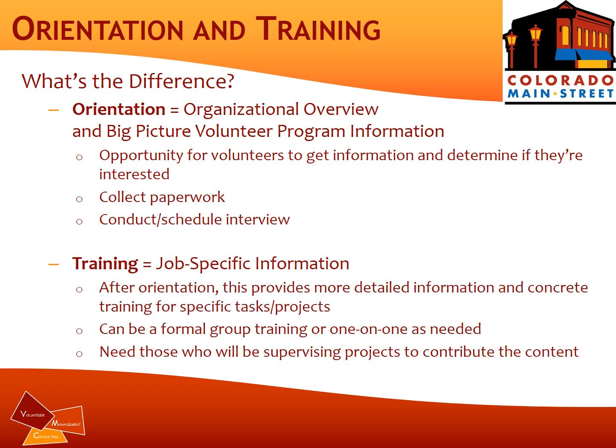Volunteer training happens after orientation. It can happen immediately after orientation, and that's where we provide more detailed information and concrete training for the specific tasks they're going to be performing. Training can be formal as a group training. It could be a 3-hour, it could be a 40-hour training, it could be a 15-minute training, or it can be one-on-one as needed, depending on the role and the volunteer in your program. And for training, you really need those who are going to be supervising the project to contribute the content of the training. Both orientation and training can be very extensive or very brief, but both are critical, and they really are two different components.